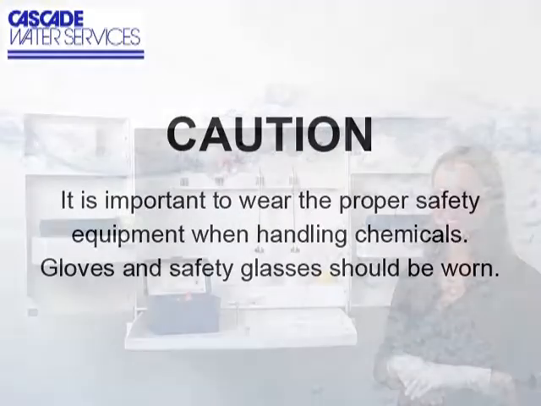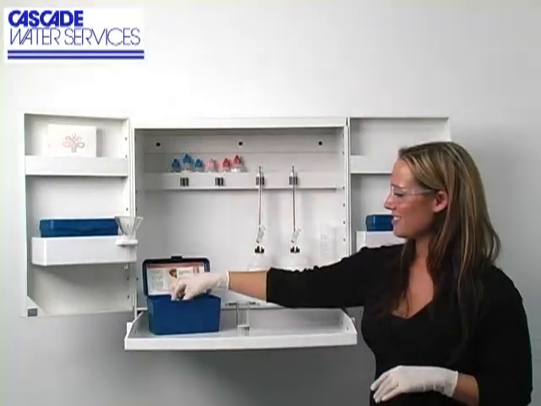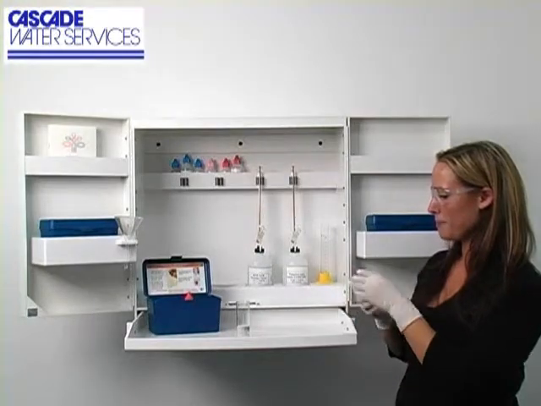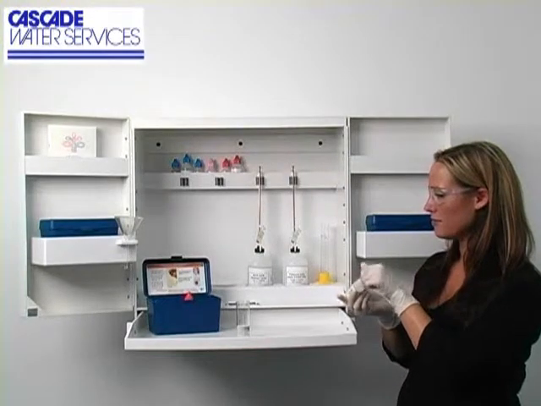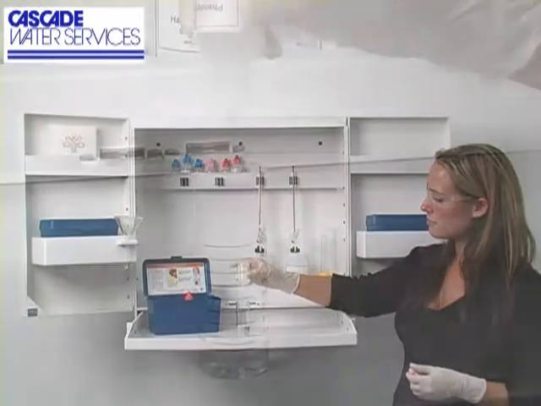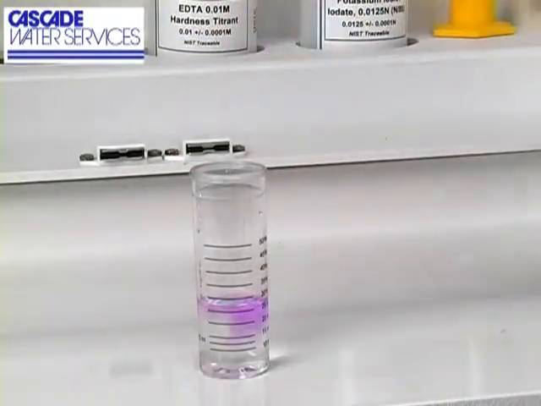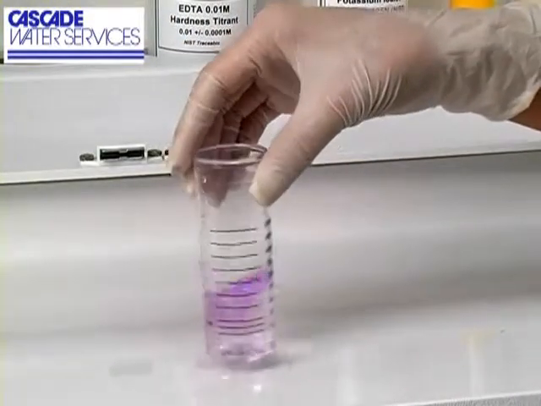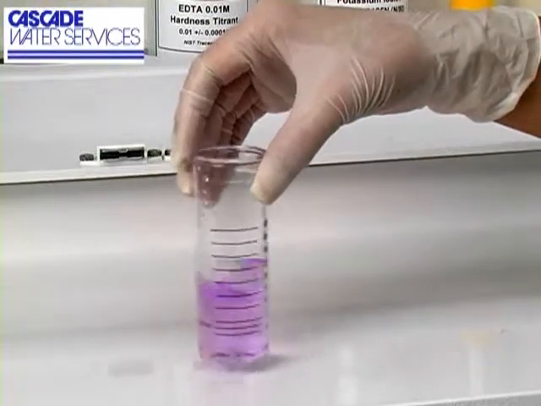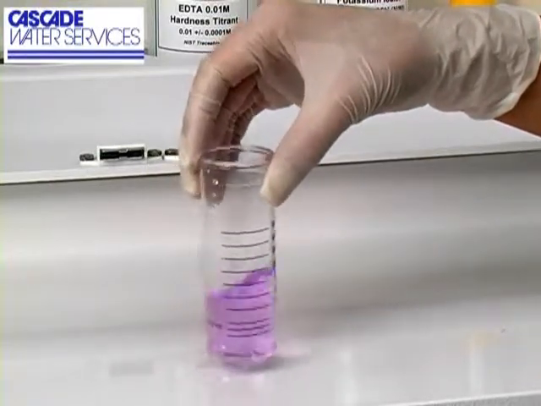The next step according to the endpoint ID procedure is to add 1 drop of phenolphthalein indicator. The bottle contains a dropper tip, so it's important to hold the bottle vertically to get a consistent drop size. After the addition of each reagent, it's important to swirl the vial to make sure the reagents are properly mixed.